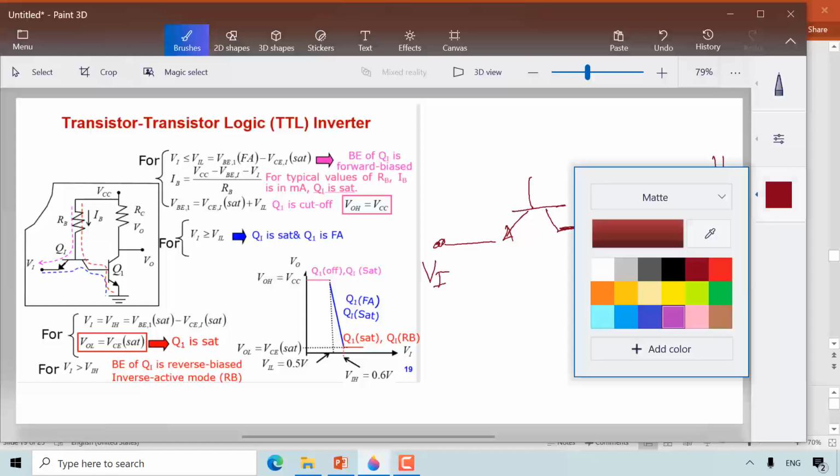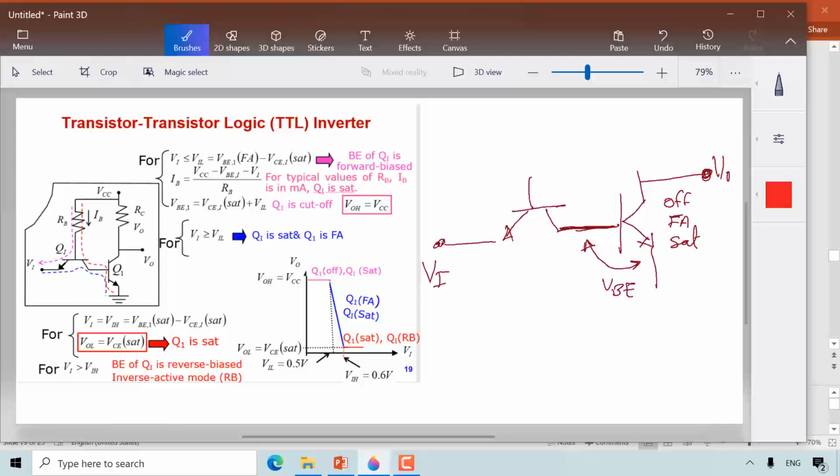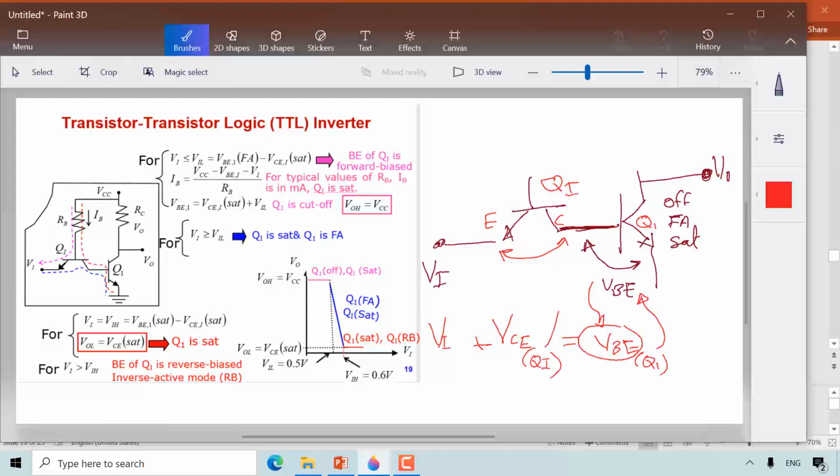And watch what we will do right now. The VBE here equals the VCE for this transistor, which we typically refer to as the input transistor. This is Q1 and this is Q input. This is the VCE, notice that this is the collector and this is the emitter, plus the V input. So this is the equation that controls the VBE for Q1, meaning this transistor, and this is the VCE for Q input, which is this transistor.